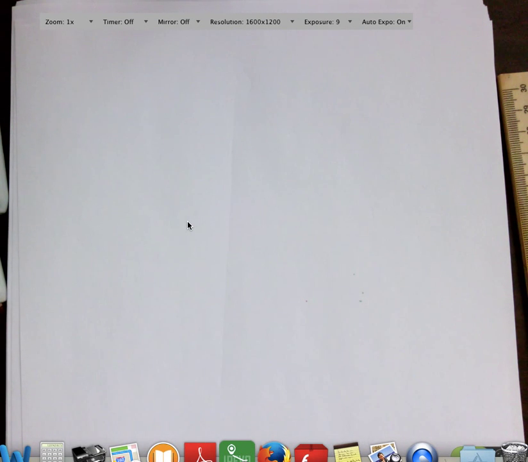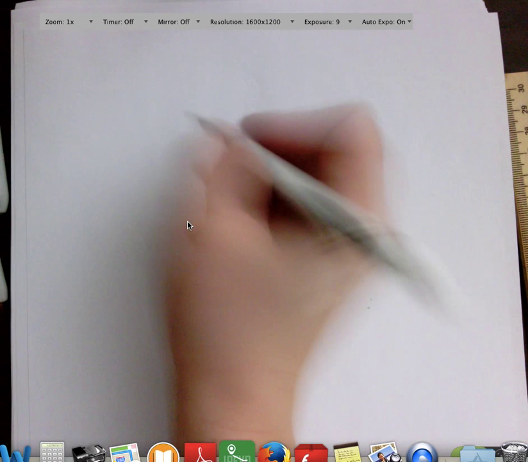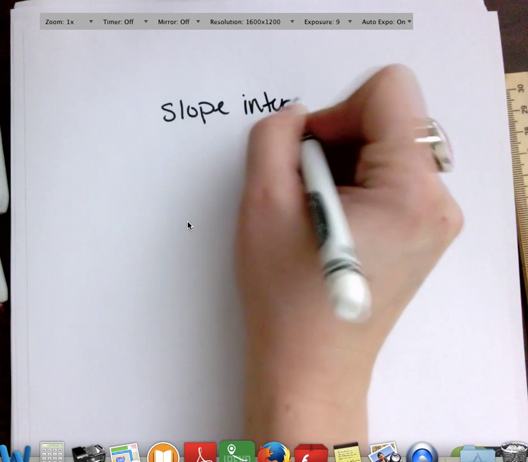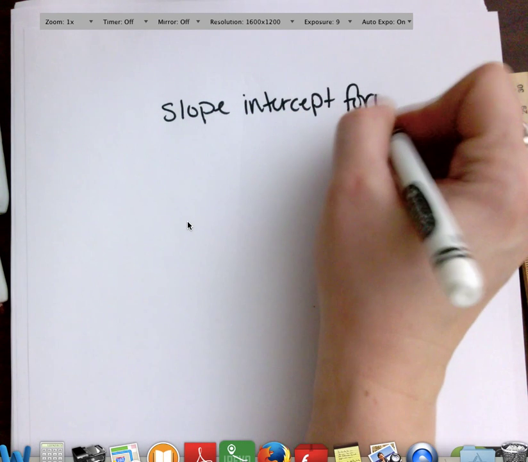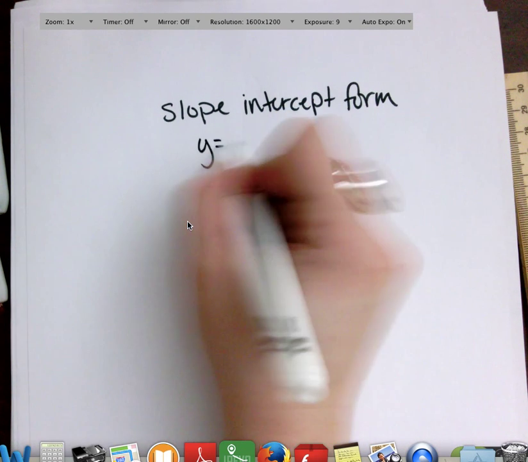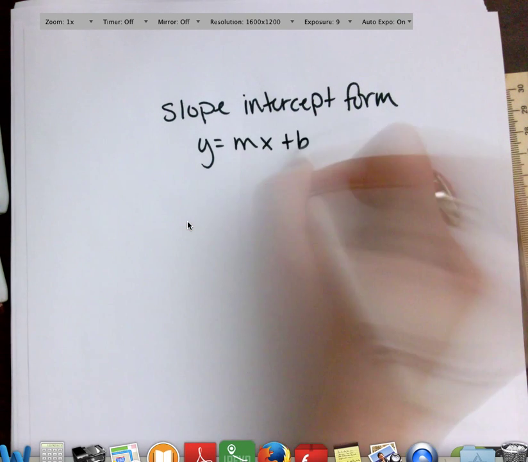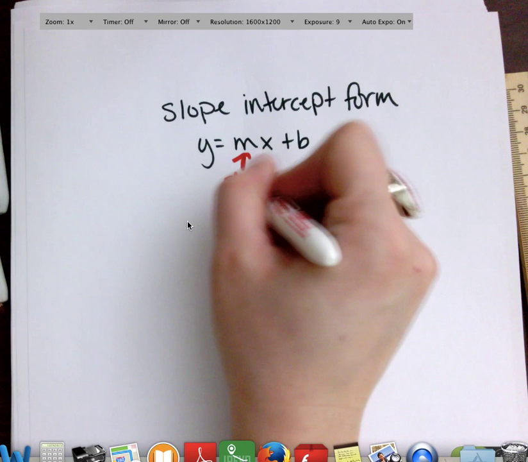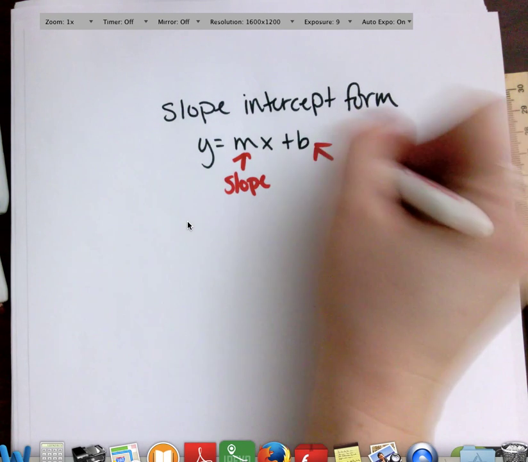So what happens if I have a linear equation and I need to graph it, or I need to find the slope and I don't have a graph and I need the intercept? I'm just going to work backwards from the slope-intercept form. So again, remember that our slope-intercept form is y equals mx plus b, where m is my slope and b is my y-intercept.